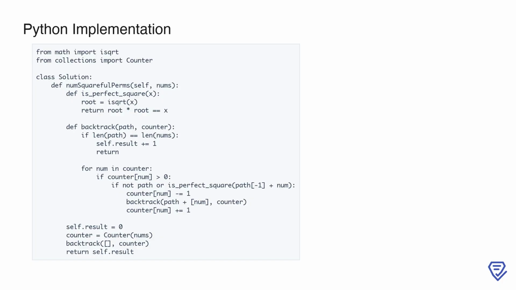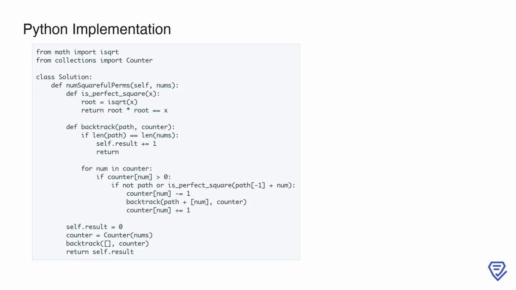3. Backtracking function, backtrack. The function takes two arguments: path, the current permutation being built, and counter, which keeps track of the remaining occurrences of each number. If the length of path equals the length of nums, it means a valid permutation is complete, and we increment self.result. Otherwise, we iterate through the numbers in counter.